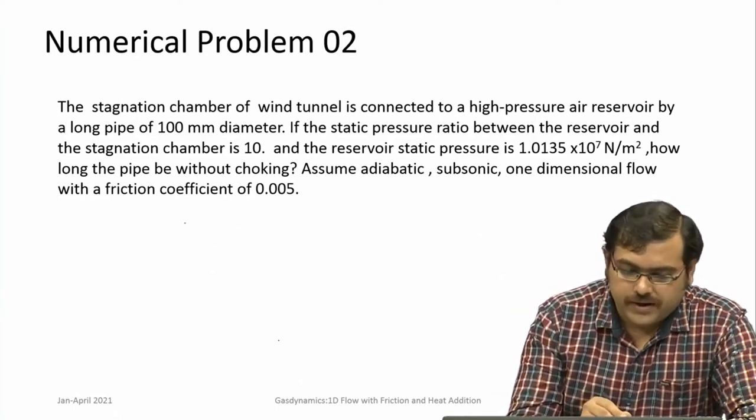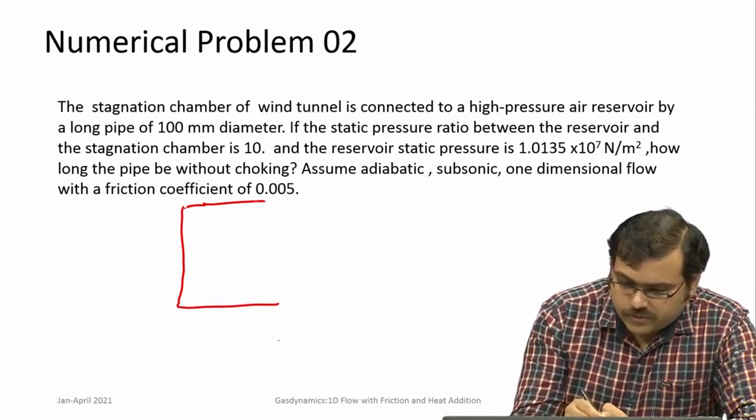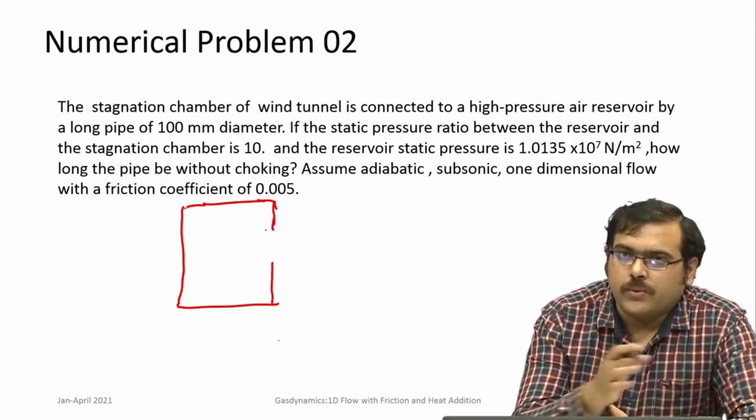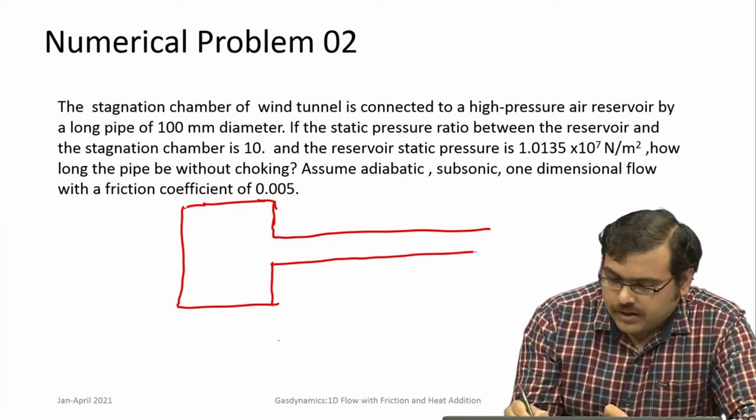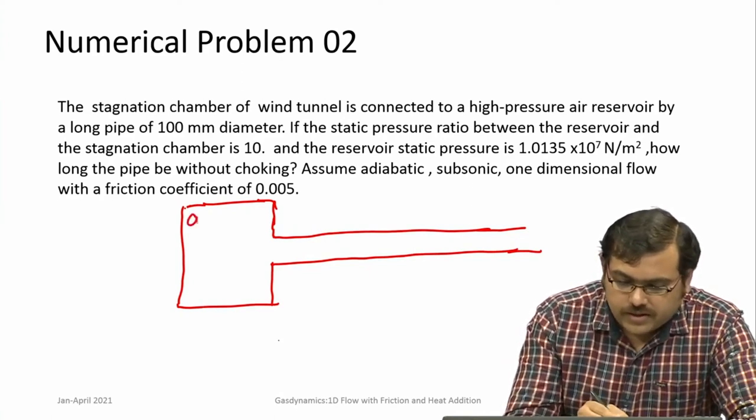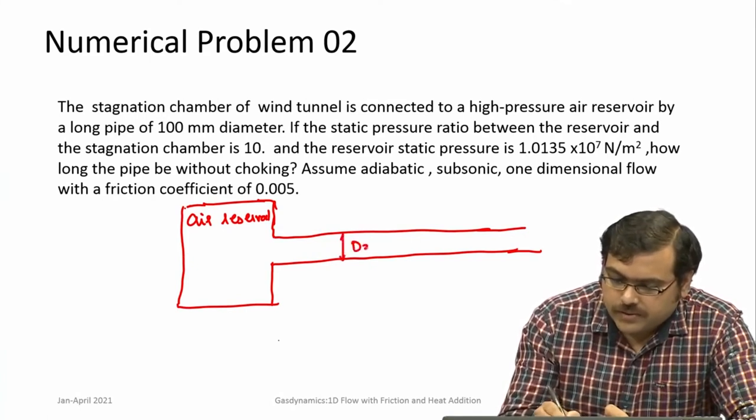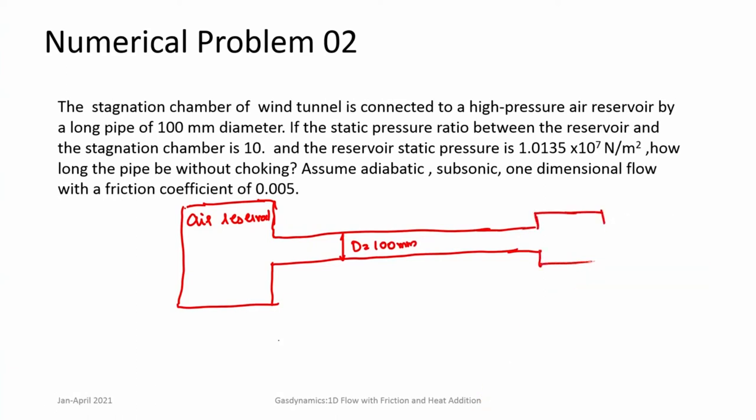This is a sort of applied problem where you are considering wind tunnels, and we had looked at how wind tunnels look in the previous classes. They usually have air reservoirs which are located quite far away from the test section, and they are connected by pipes. So you have a long pipe, and this is the air reservoir where a large amount of air is stored, and this diameter is given, d equal to 100 mm, and here you have a smaller stagnation chamber, and then further it goes down, you have the wind tunnel.